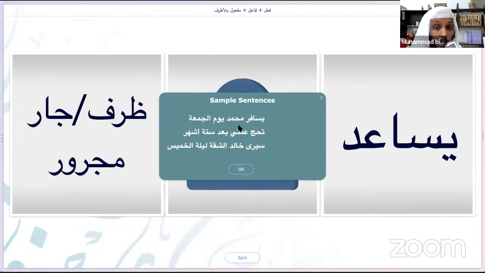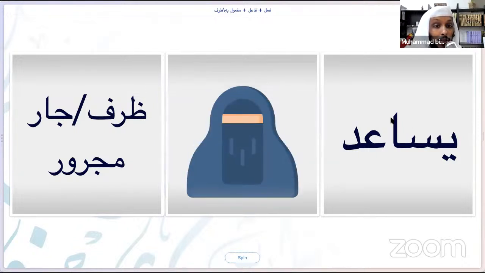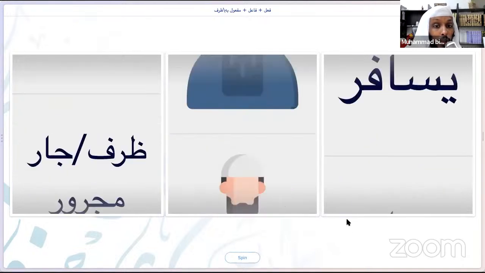So يسافر محمد, Muhammad will travel. تحج عمتي, my auntie will do hajj. سيرى خالد الشقة, Khalid will see the apartment. All of these three sentences, if we ask when, then this would be an answer to it. Friday, after 6 months, Thursday night, which in Islamic terms is Wednesday night. Okay, because the night starts before the day in Islamic terms. Okay, واضح?